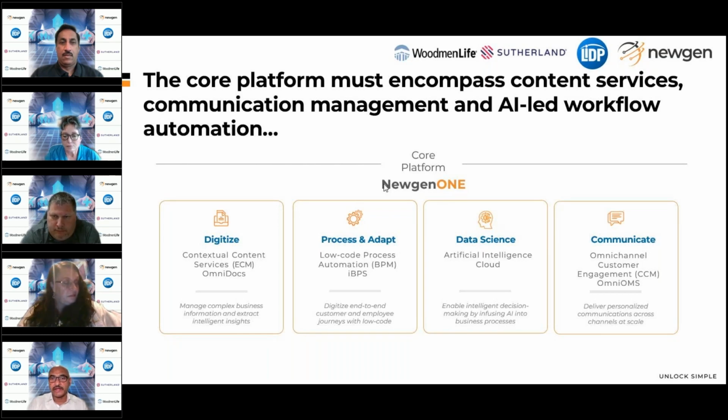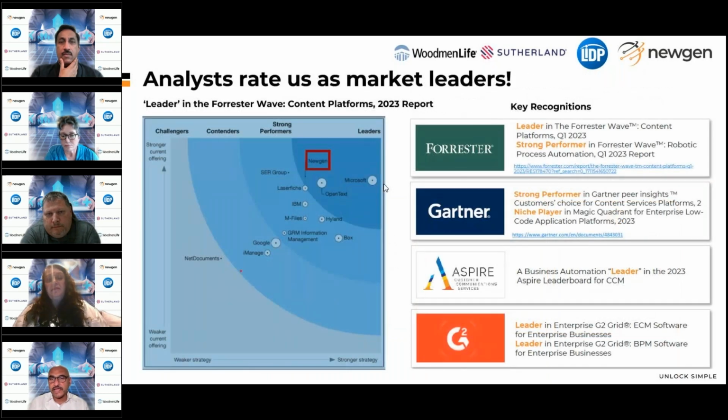And if you look at some of the analysts' recognitions that this Newgen core platform has been able to achieve, and we can go to the next slide to see that, Forrester has rated this platform as the leader. But not only Forrester, but also Gartner and Aspire and various analysts have rated different aspects of the profile, whether it is a digital document content management system or the low-code process automation or technologies like artificial intelligence and generative AI participating in the processes.